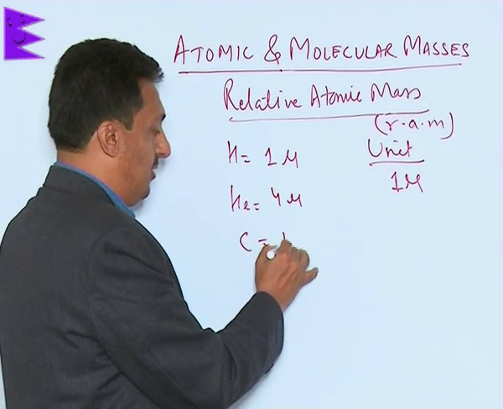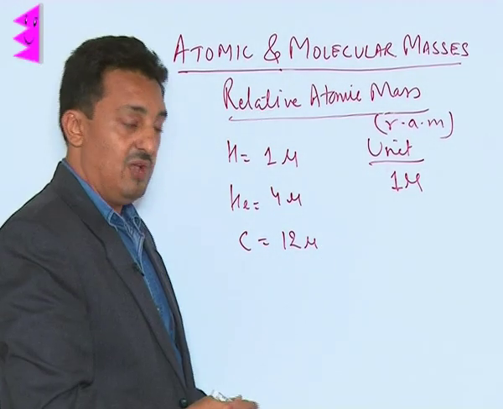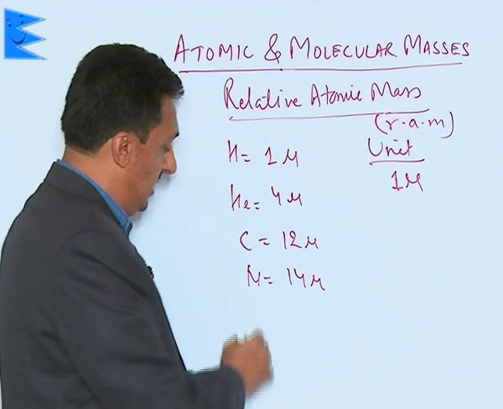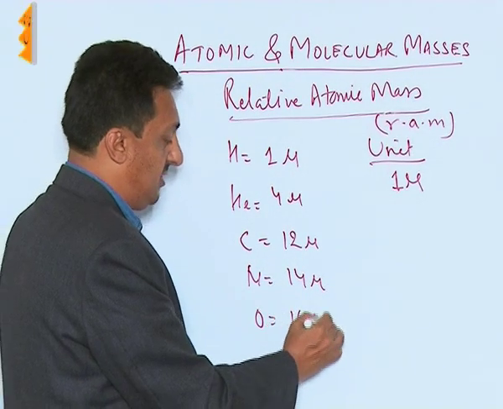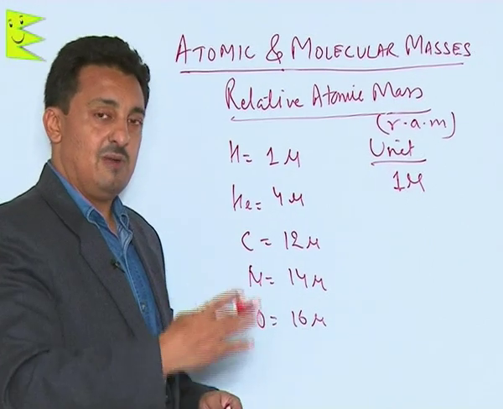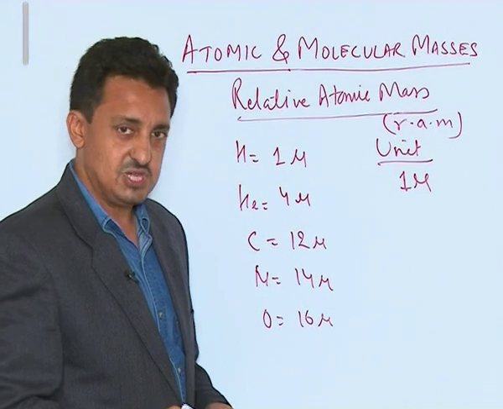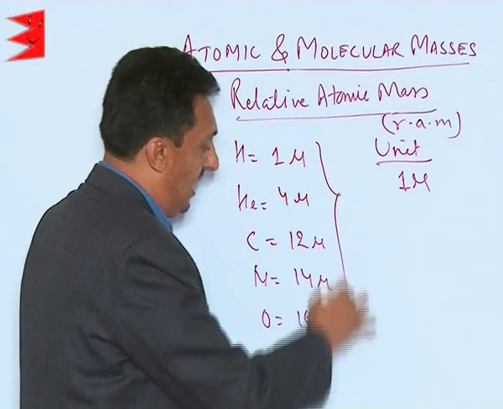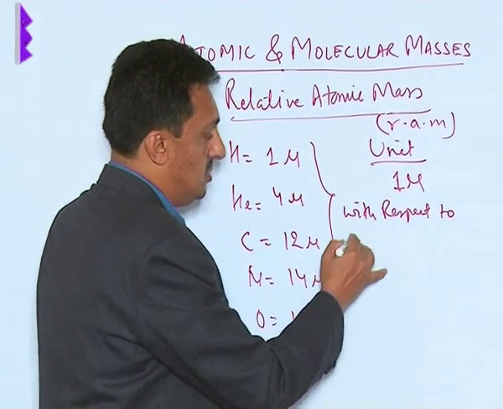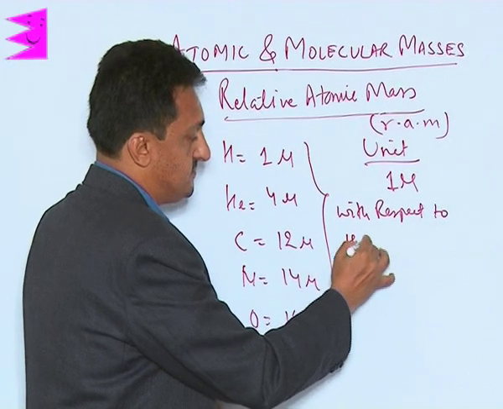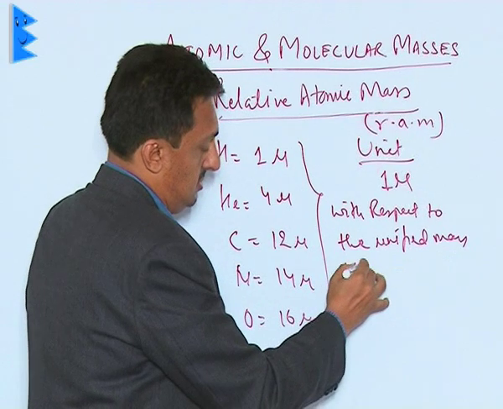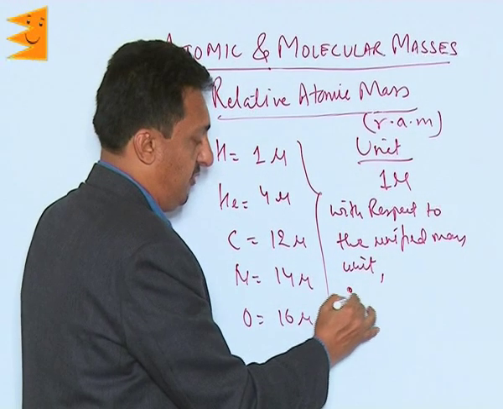Similarly, carbon was found to be 12 times this unit, so we call it 12 U. Nitrogen was found to be 14 times this unit, so we call it 14 U. Similarly, oxygen was found to be 16 times this, we call it 16 U, and so on. So this is how we define the atomic masses of all possible elements we have in nature, and their masses are with respect to the unified mass unit.